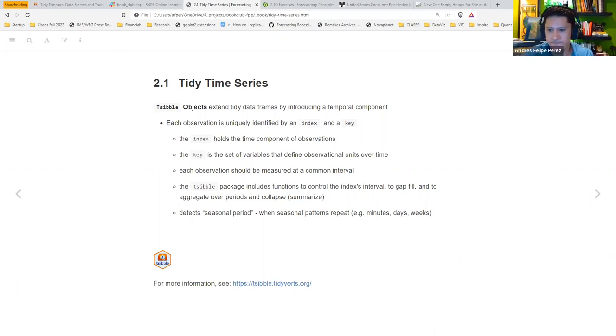So let me explain. For example, if we talk about GDP data, say yearly GDP data, then the index would be the year. That's what tells us the frequency of the series. And then one possible key, for example, would be countries. So if we have GDP data for, say, the USA or the UK, well, our key would be countries.